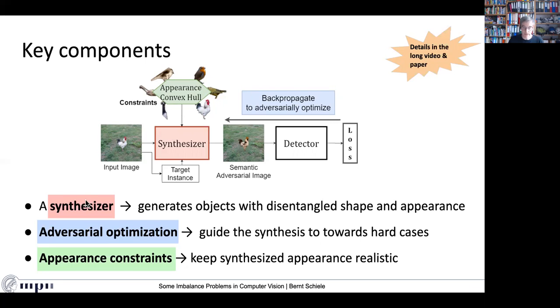So you have the synthesizer, which has this disentangled shape and appearance representation, and the adversarial optimization, which is semantic because we have to stay within the appearance constraint of the convex hull of the class, or a subset of examples of that class. You could argue that there's no guarantee that this convex hull really gives us images of the same class. That's absolutely correct. In practice, though, we see that this works pretty well. As I said, in 93% of the cases the images we generate still resemble our original class.